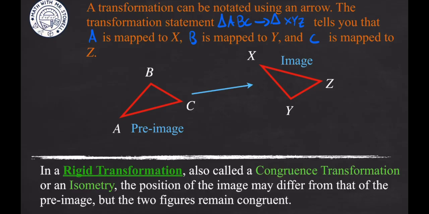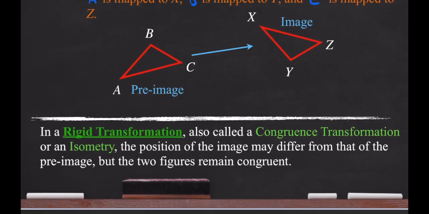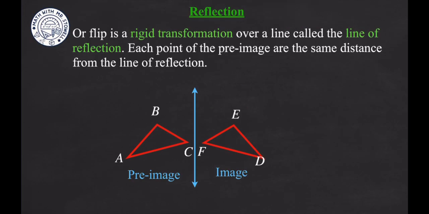In a rigid transformation, also known as a congruence transformation or an isometry, the position of the image may differ from that of the pre-image, but the two figures remain congruent. Main thing you need to know is that if it's a rigid transformation, like what's above, they will be congruent, meaning that the shapes are the same size. There are three main types of rigid transformations. First off is a reflection, then translation, and lastly rotation.